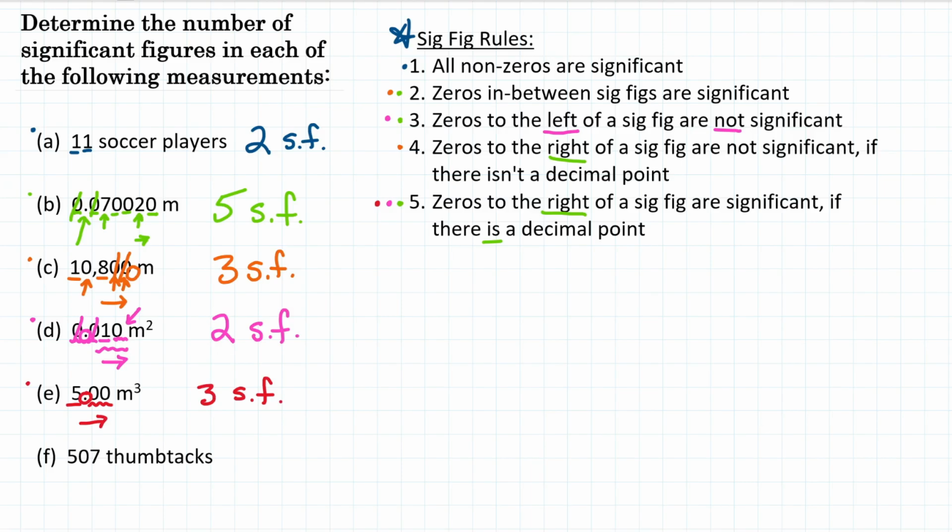Okay, and then the last one, we have F, which says 507 thumbtacks. Okay, we got the 5, we got the 7. They're both significant because they're not zeros. And we have the 0 in the middle. That is rule number 2. Zeros in between sig figs are significant. So for F, that gives us 3 significant figures, 5, 0, and 7. All right, there you have it, determining the number of significant figures in each of the following measurements.